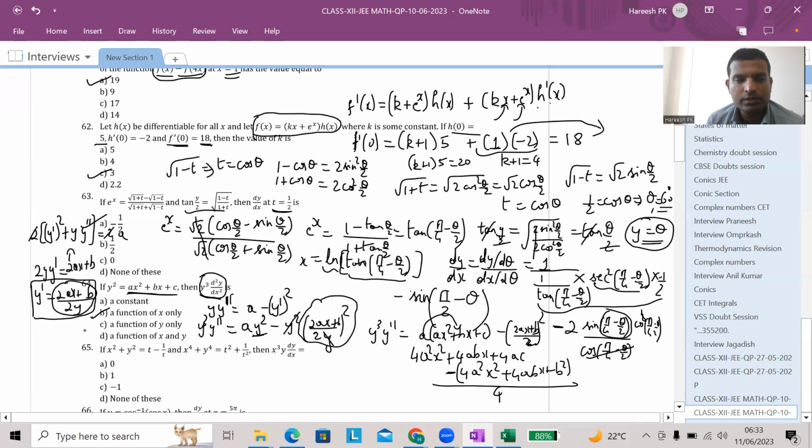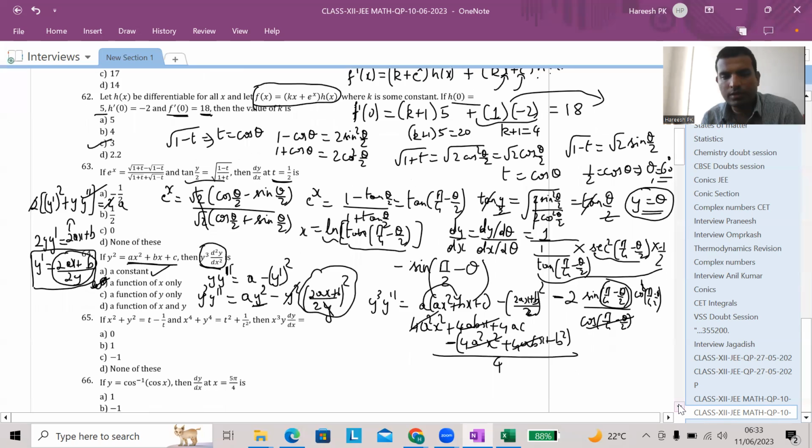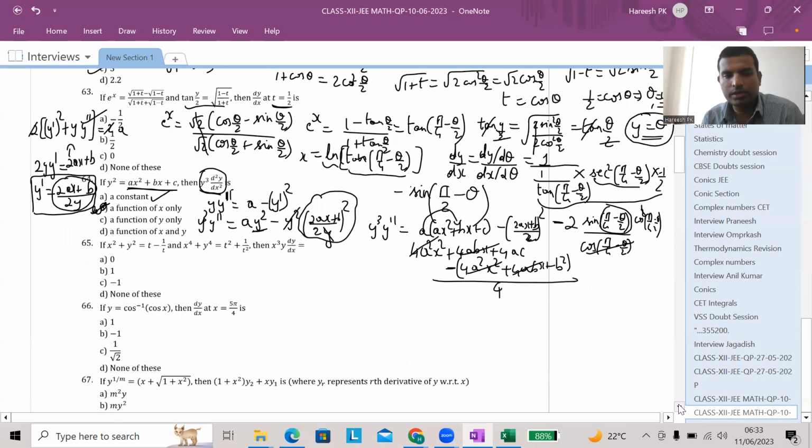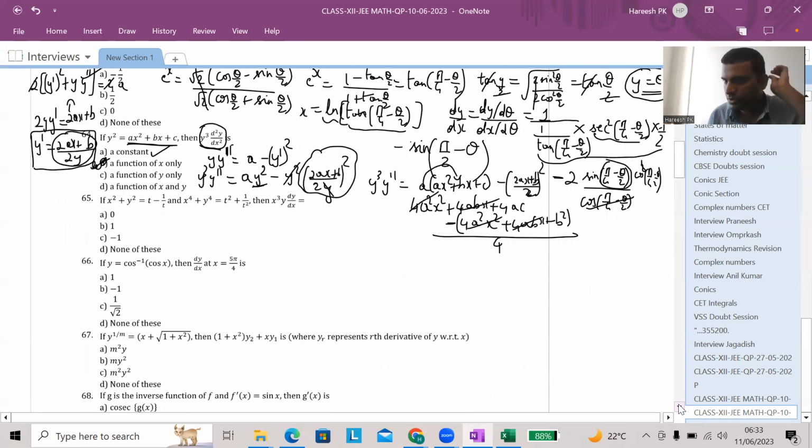So you'll see it is not a function of x also, because 4ax square, 4a square x gets cancelled, 4abx gets cancelled. So the right answer is it is a constant. So although one step before we were looking at it as though it is a function of x alone, unless you simplify, you may not end up with the right answer. So we move on to the next one.